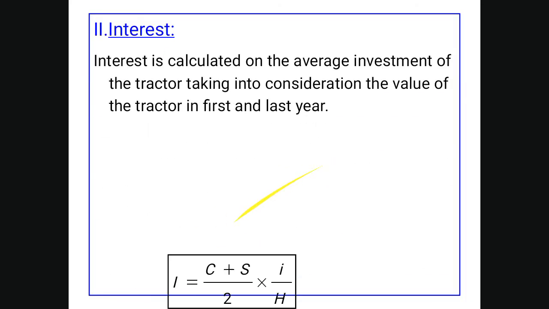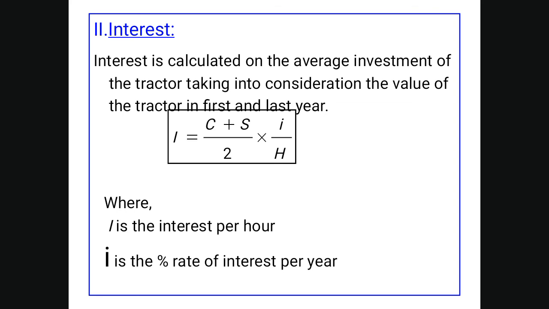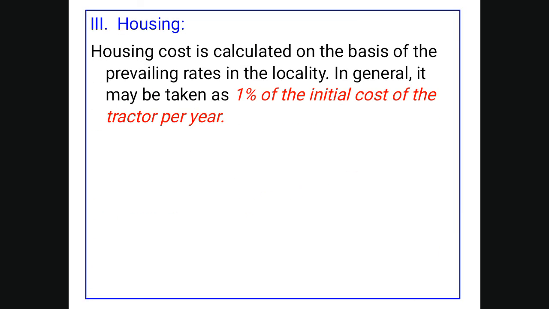Now interest is calculated on the average investment of the tractor, taking into consideration the value of the tractor in the first and last year. It is calculated by this formula, where I is interest per hour and i is the actual interest rate. Now housing is calculated on the basis of the prevailing rate in the locality.